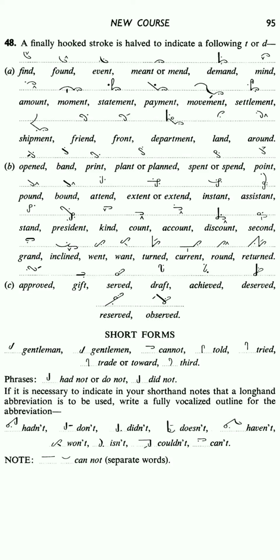Deserved. D on the line, full outline, S circle, upward R halved here with V hook and light dot on the second place of D after it. Light dot on the second place of upward R before it.